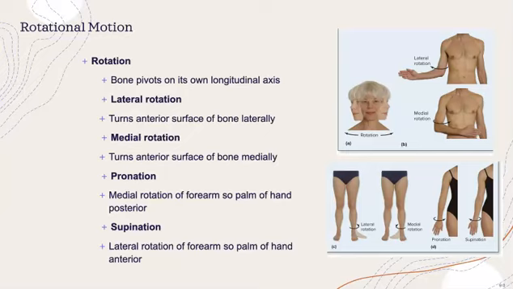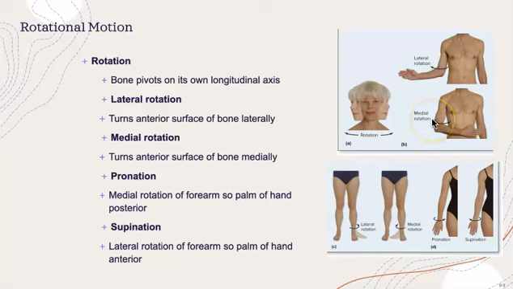When we have rotation take place, typically we're going to have a bone that pivots on its own longitudinal axis. So we have lateral rotation, and you could see that over here where we're going to turn that anterior surface of our humerus laterally or toward the outside. And sometimes, especially in physical therapy, this is called external rotation. Now, the opposite of that is going to be medial rotation, where we take the anterior surface and turn that bone medially or toward the inside. So this is commonly called internal rotation as well.